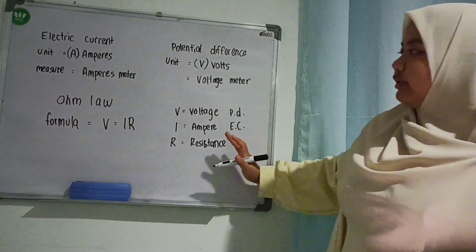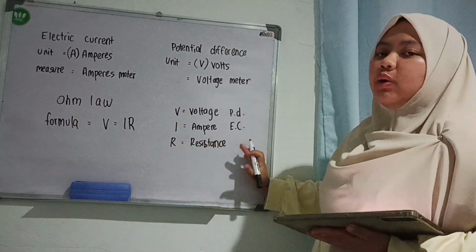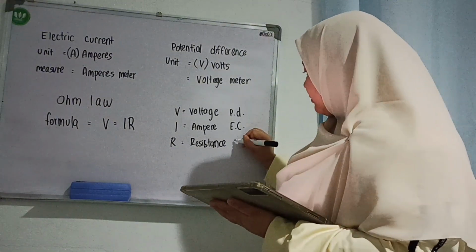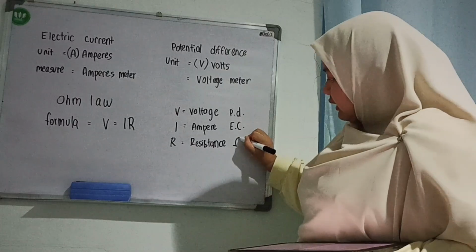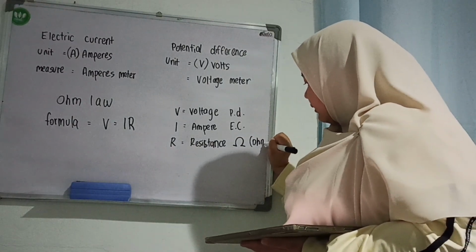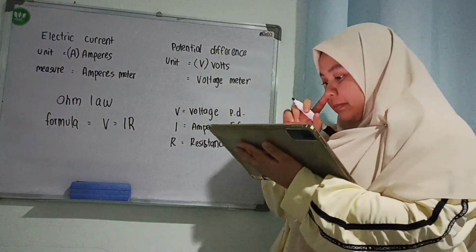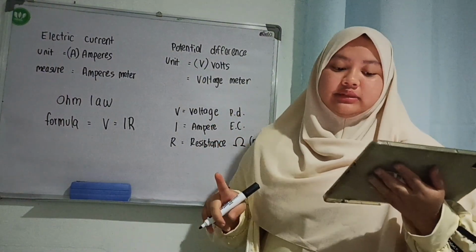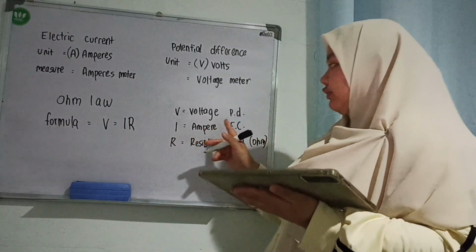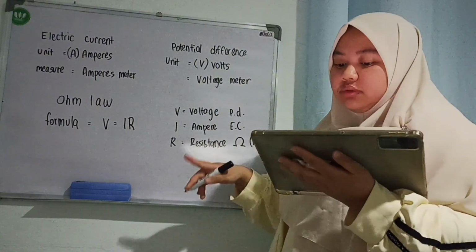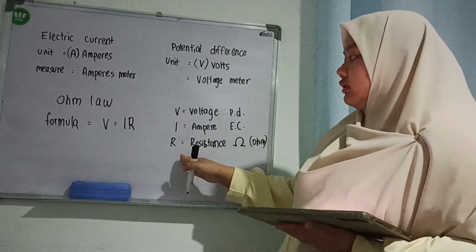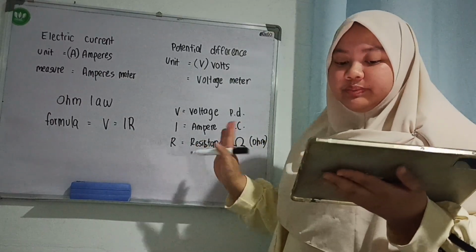So the unit for resistance, which is the only one that has no unit for now, will be ohm, where the symbol will be like this. The key relationship for this law is that the higher the voltage, the higher the current, if the resistance is constant.